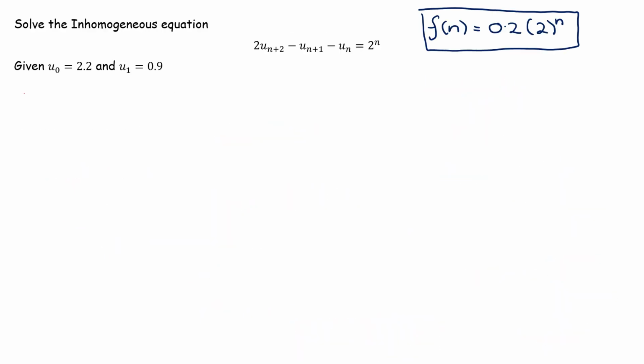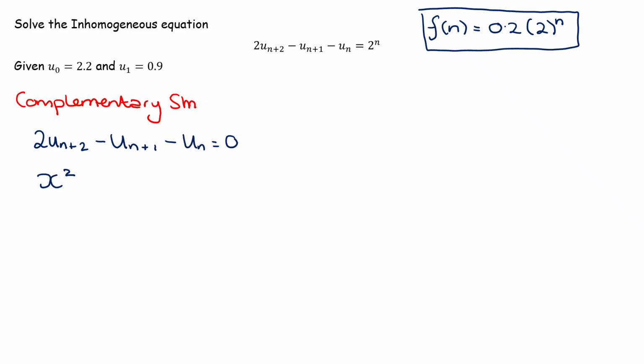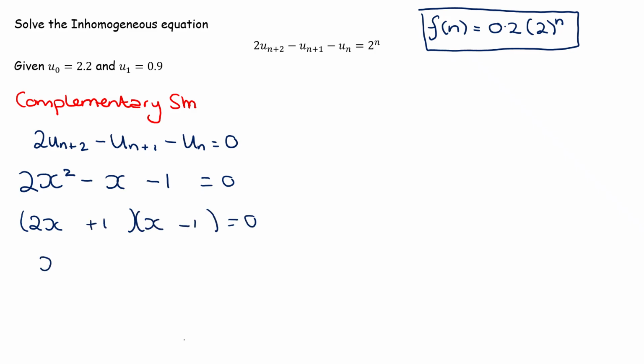Okay, so now the hard bit's done, let's deal with the complementary solution. So the complementary solution, it's back to what we're used to. We're treating this left-hand side, so 2u(n+2) minus u(n+1) minus un equals 0, as 2x squared minus x minus 1 equals 0. So (2x plus 1)(x minus 1) equals 0. And our roots are x equals minus a half and x equals 1.